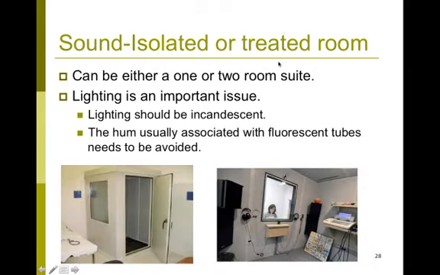Audiology test rooms might be one or two room suites. Here are examples of one or two room suites. In either room setting, lighting is important. You should avoid fluorescent tube lights to avoid that low frequency hum that most of these lights have.